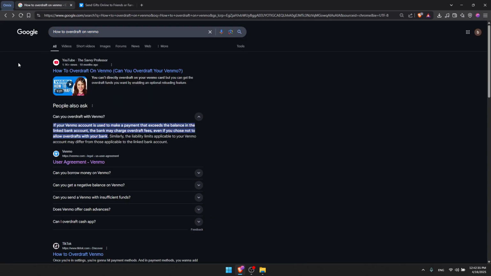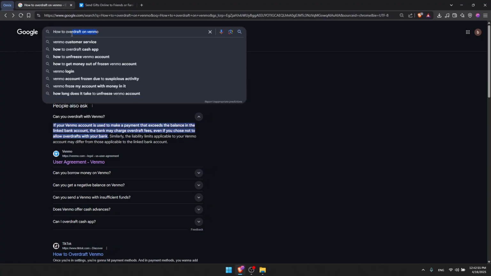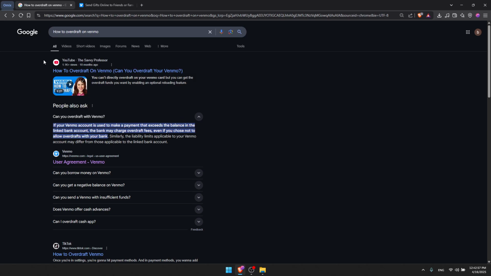You'll basically need to have, first of all, a linked bank account or linked credit card to your Venmo account, and you have that option allowed on your bank account or your credit card. If you have that allowed, Venmo might let you overdraft, and you're basically overdrafting on Venmo if you pay with Venmo while you don't have sufficient money in your account.